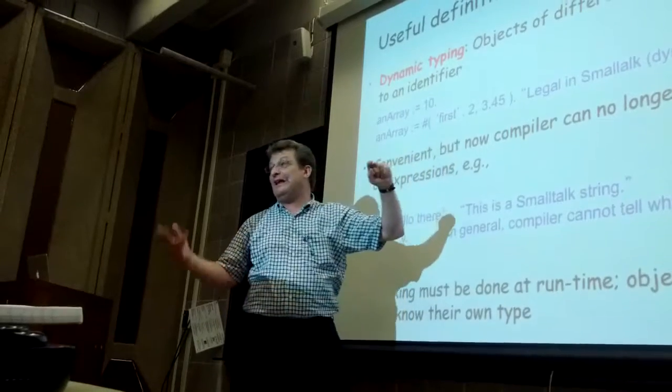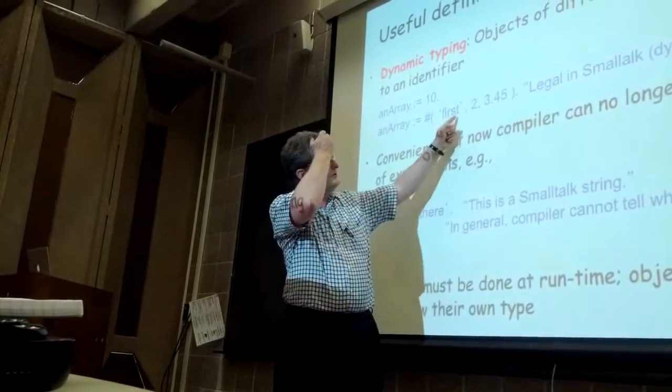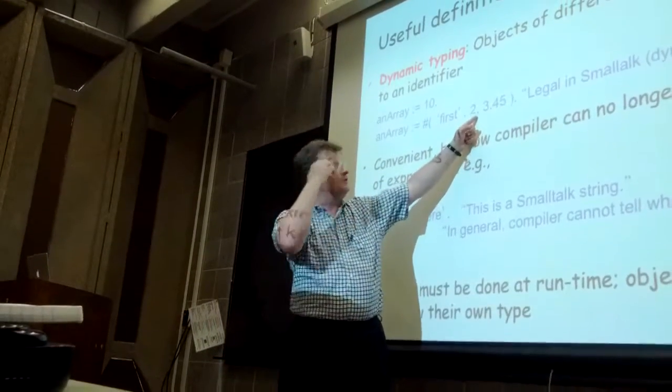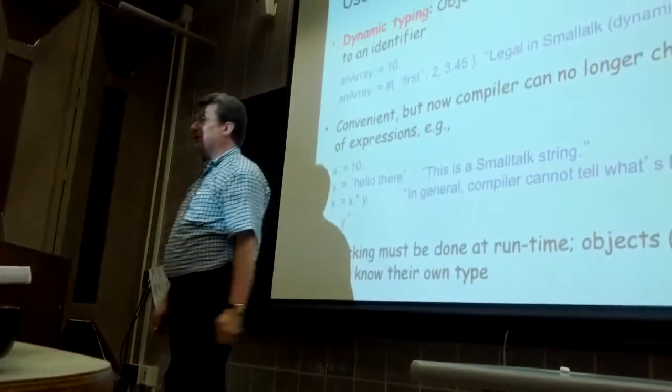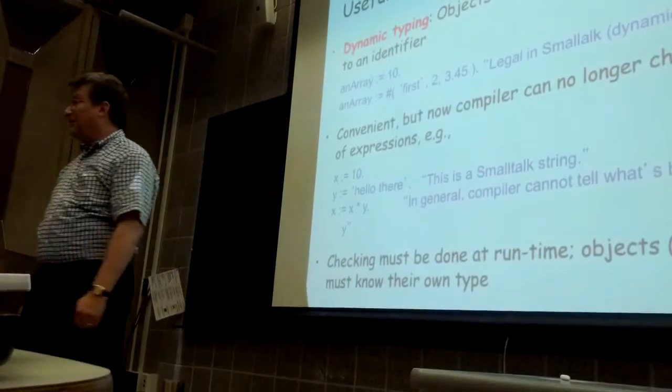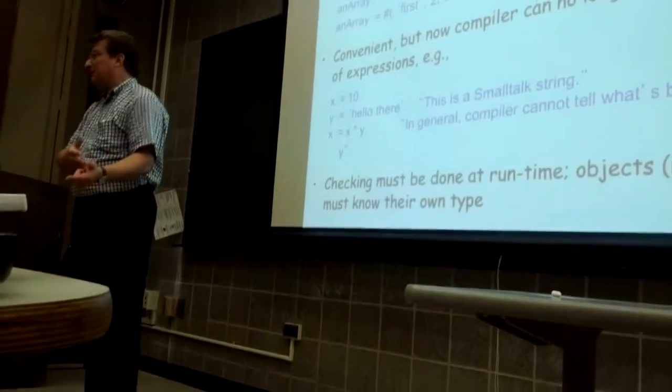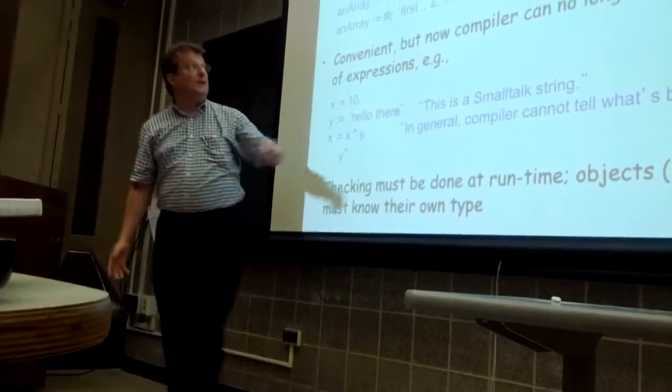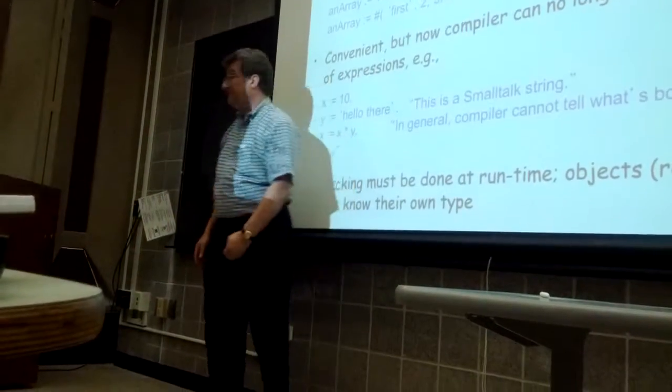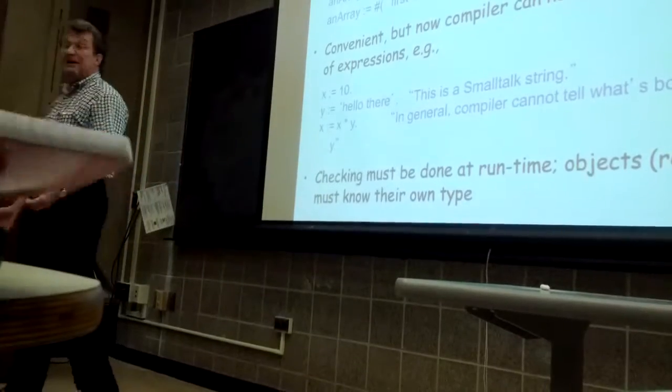This is an array with 3 elements. The first is a string that says first, the second is an integer number 2, and the third is a floating number 3.45. Okay? All right? So, A can be bound to an integer, A can be bound to an array. The array can contain elements of different data types. Okay? That's dynamic typing. Okay?